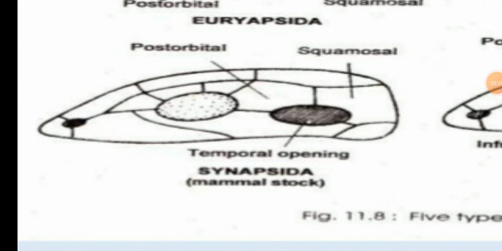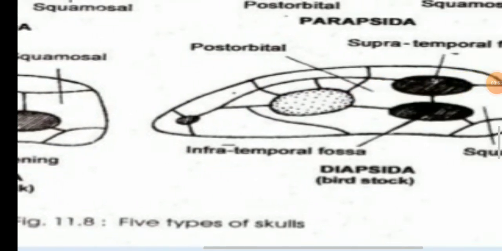Okay, from this type of skull, and it also used to be found in Cynognathus. Cynognathus include mammal-like reptiles. So that's why this type of skull is said to have given rise to the present day mammals.